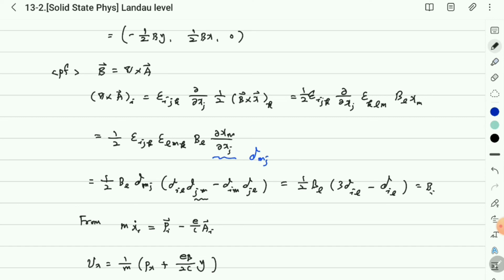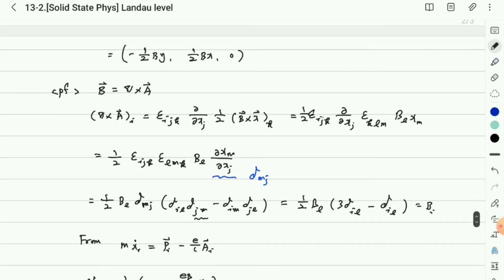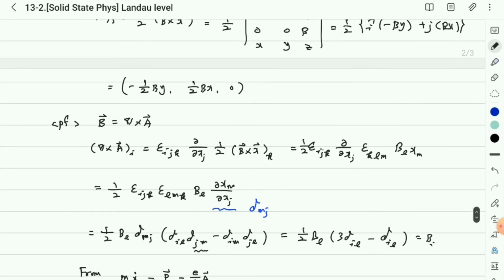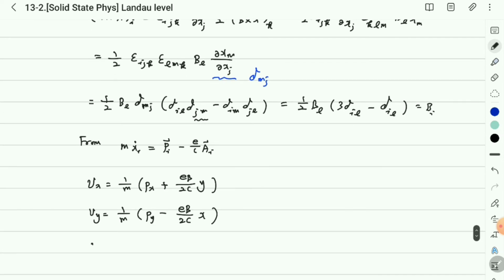From the vector potential, the y component of the vector potential is 1/2 Bx, therefore Vy is 1/m times (py minus eB over 2c x), and Vz is pz over m. V can be written down like this.